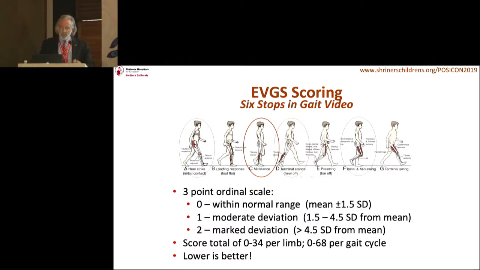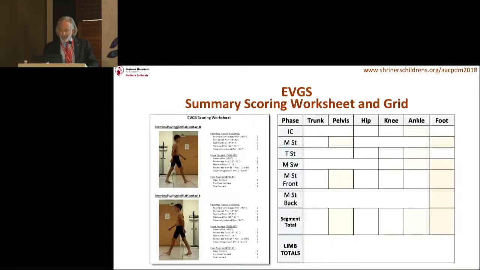There is a 3-point ordinal scale in the EVGS. Lower is better, so the 0 is within a normal range, and again, the lower total score is better.